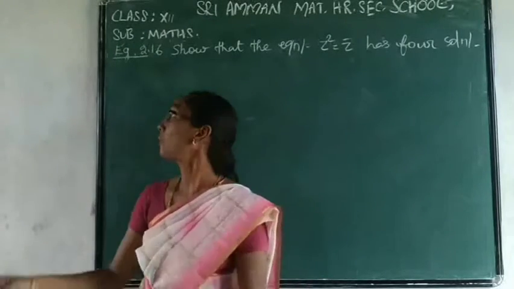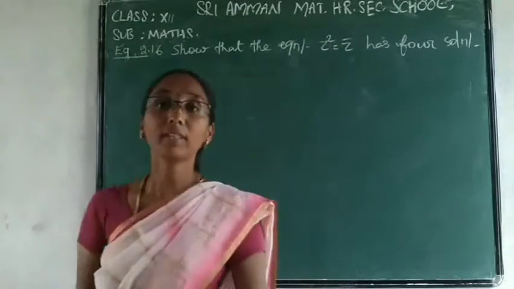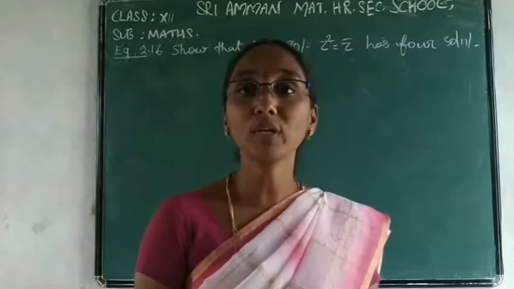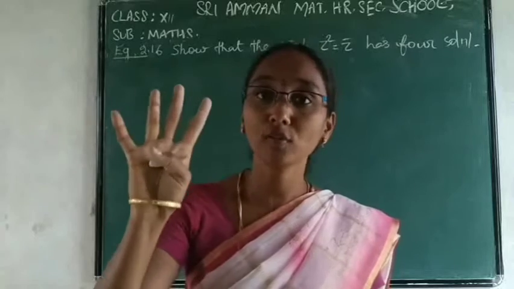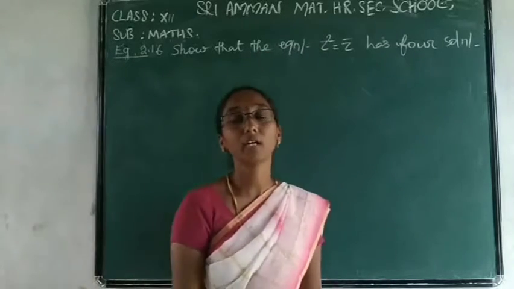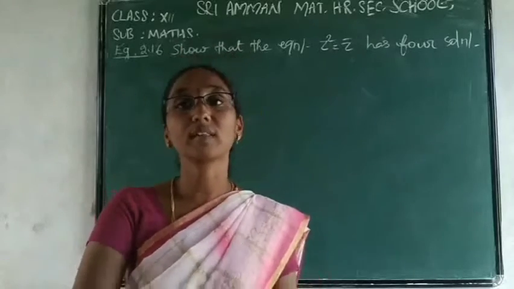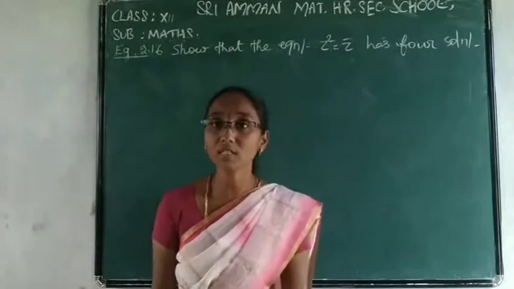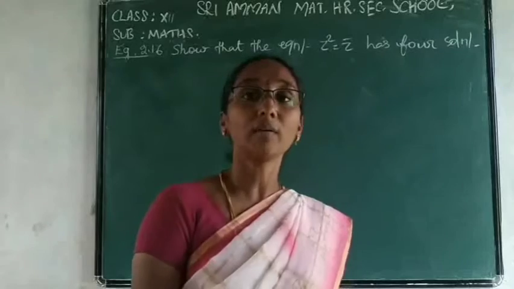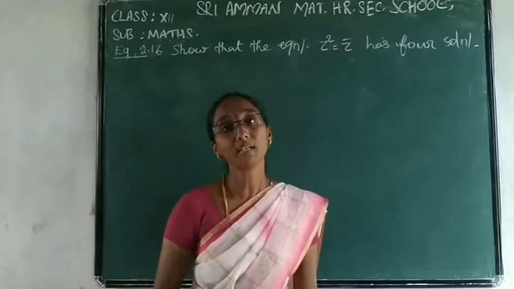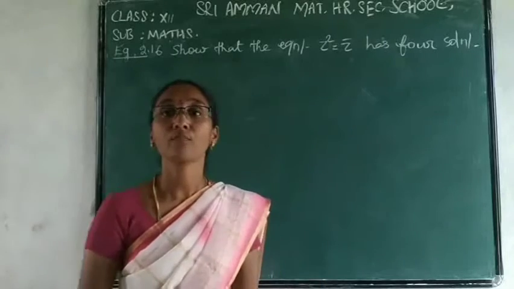Next, example 2.16. What is the question? Show that the equation z squared equal to z bar has 4 solutions. How many solutions does z squared equal to z bar have? 4 solutions. If an equation has the variable with power 1, it has 1 solution.